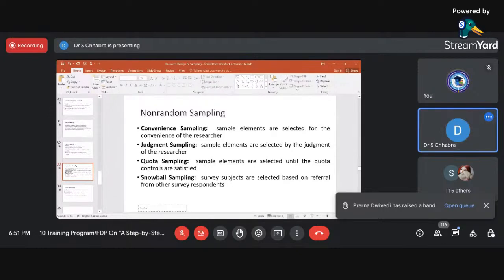Snowballs are very good, or rather a brilliant way of sampling if I am sampling on some problems which are not very explicit in nature. Say, for example, my survey is to be done on drug habits in youngsters. How should I go about collecting this sample? I hope you got my research question. Drug habits in youngsters.